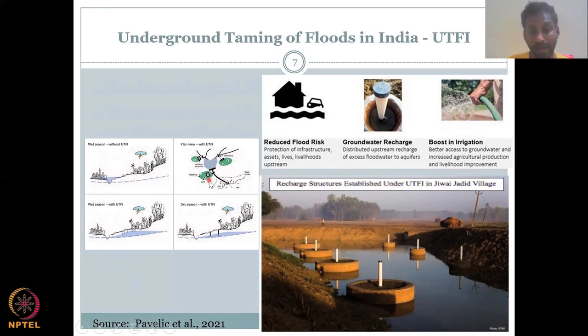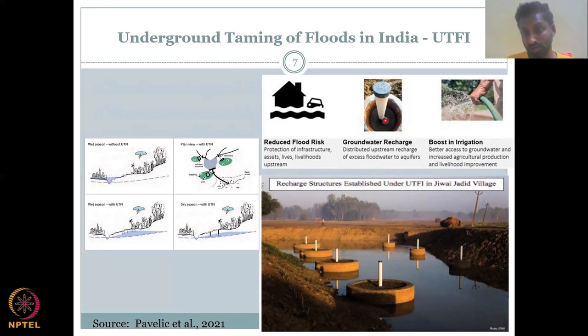How does it look in plan view? With UTFI you have these recharge ponds, and around the recharge ponds or inside the recharge ponds, you have the recharge shaft, which actually pushes water faster into the groundwater. And during the dry season, this groundwater is being tapped for agriculture. So it reduces the floods, protects the rural villages, protects livelihoods from flood damage, and groundwater recharge happens, distributed upstream recharge of excess flood water to aquifers.